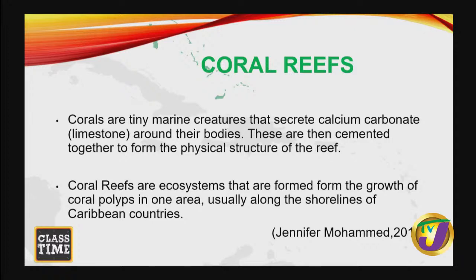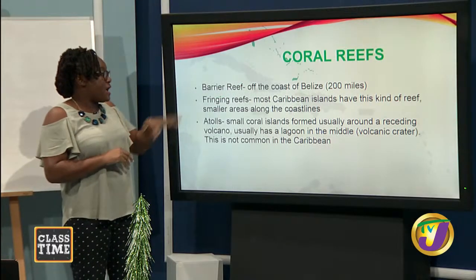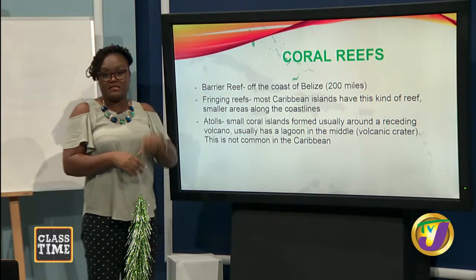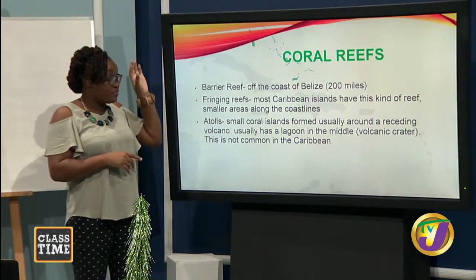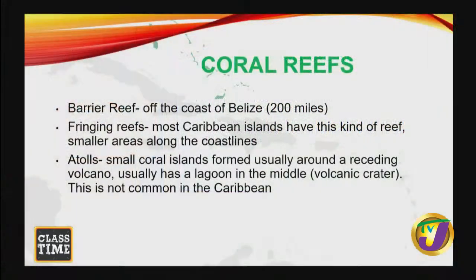So why is it so important that we look at this? I mentioned the barrier reef of Belize. That's the only barrier reef we have. And there are three different types of reefs. You have fringing reefs. Most Caribbean islands have fringing reefs. We have those. And then you have atolls. We don't have a lot of those, but maybe one or two in the Caribbean.